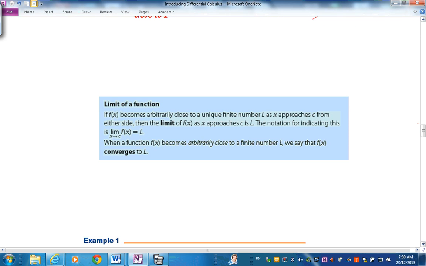Alright, limit of a function. If a function f of x becomes arbitrarily close, that means as close as we like. Arbitrarily means it's arbitrary, any value you like to make. Arbitrarily close, as close as we like to a unique finite number L. Well, it was 2 up there, wasn't it? As x approaches c, from either side, that's important. Then the limit of f of x as x approaches c is L.